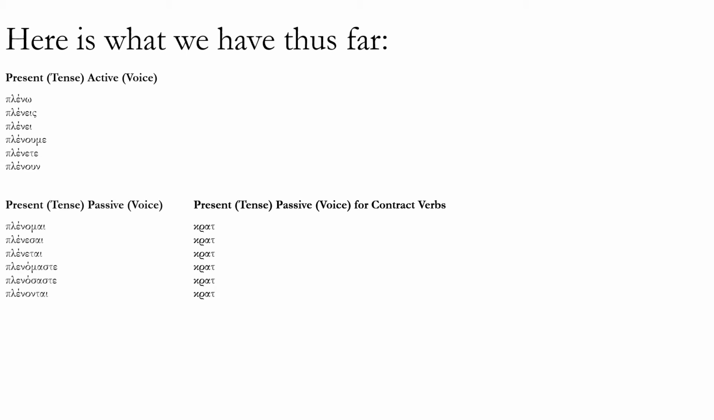We also have the present tense passive voice. We still have plen as our base, as our stem. Plenome, plenese, plenete, plenomaste, plenosaste, plenonte. Plenome is I am washed. It could also be I wash myself. This is the old middle voice of Greek. There's a couple of other uses as well.